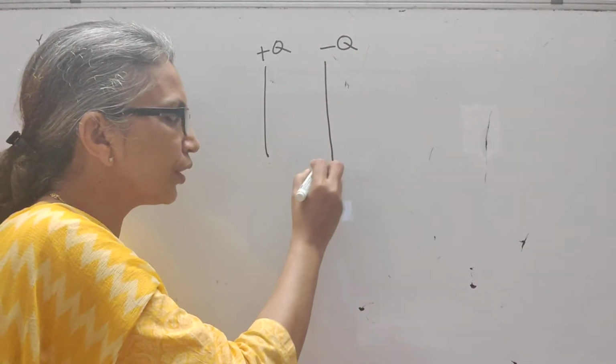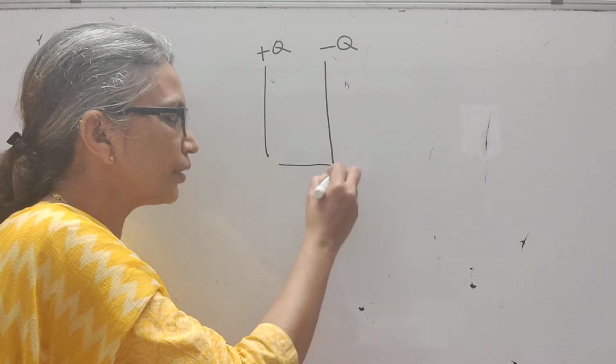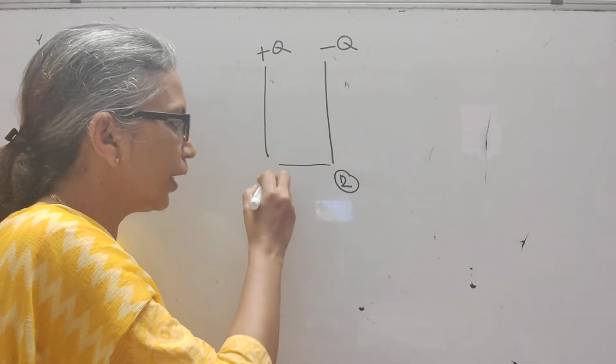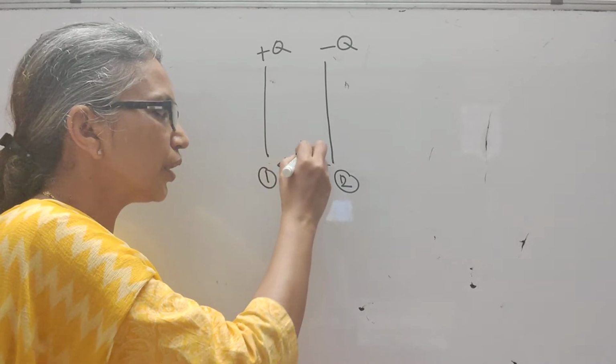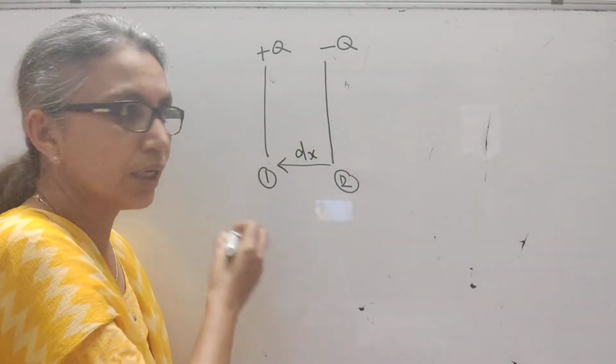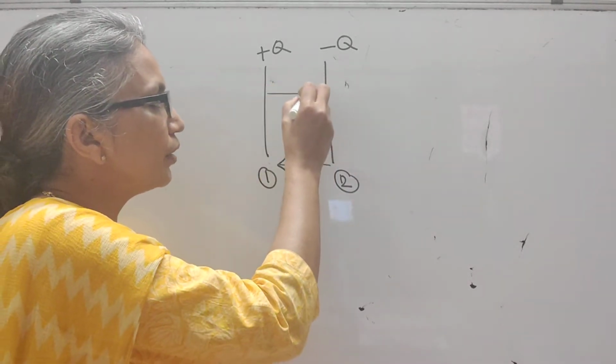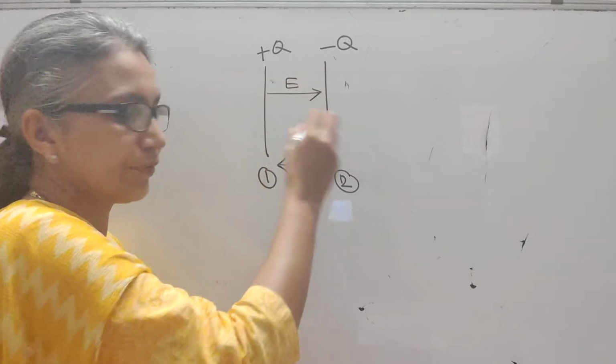So you are transferring the charges from plate, let's say this is plate 2 and this is plate 1. You are displacing the positive charges in this direction. But your electric field is always in this direction, positive to negative.